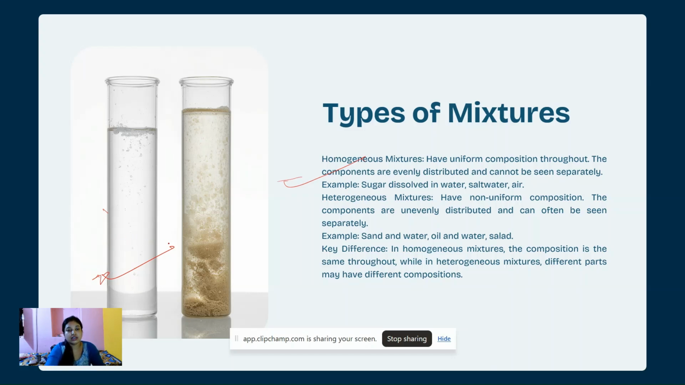What are mixtures? A mixture is a combination of two or more substances that are physically mixed together. Here you can see examples of mixing: drinking water, salad, and mixing all types of molecules. In a mixture, there is no fixed composition. Components can vary in ratio. Components retain their original properties and can be separated by physical methods. Examples: air, salt water, salad, etc.